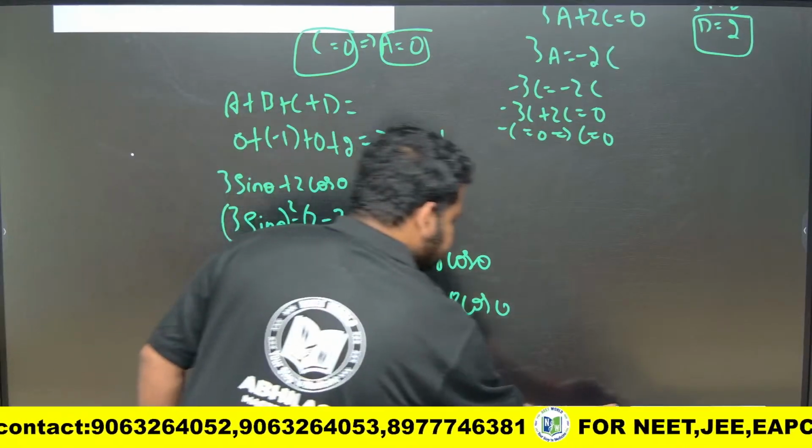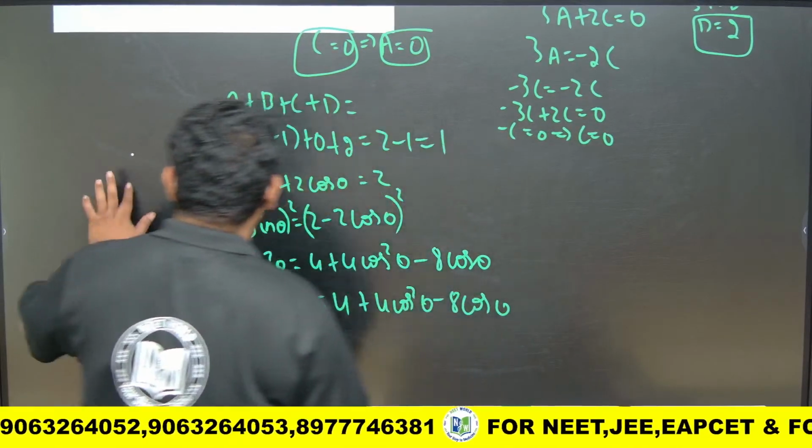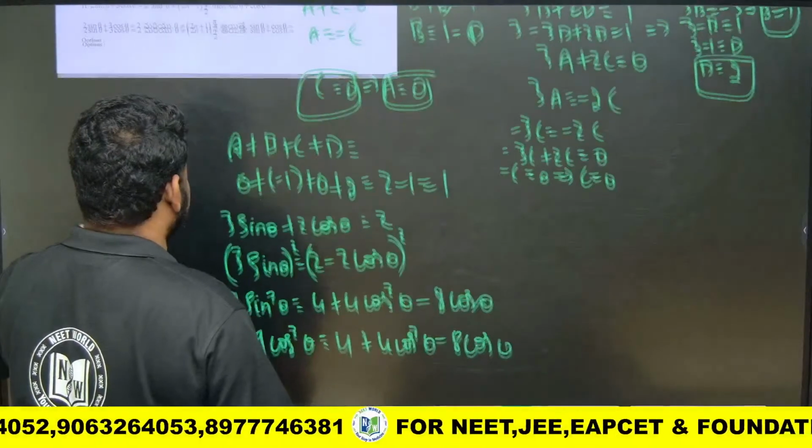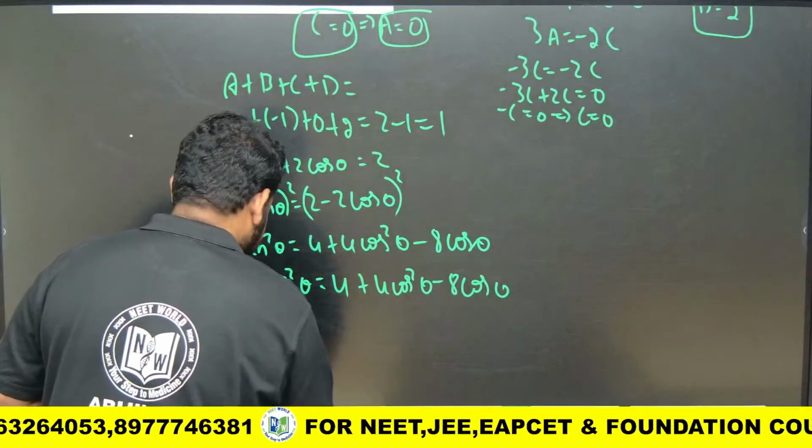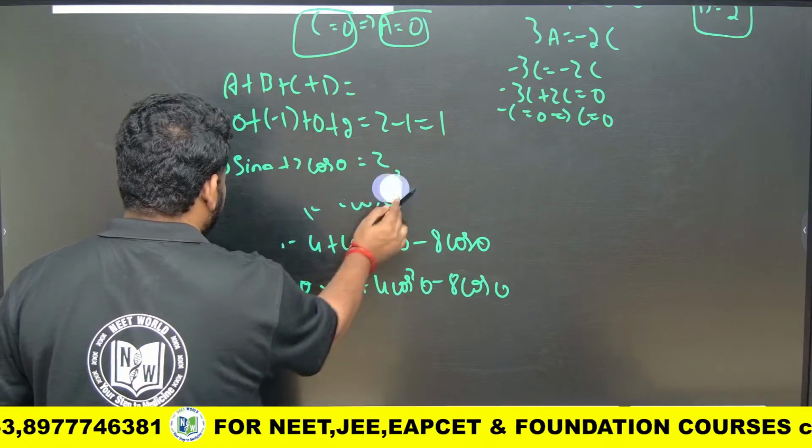Let me check. Let me check the question. It is 2 sin theta plus 3 cos theta. Okay, that is the mistake. I had written the question wrong.